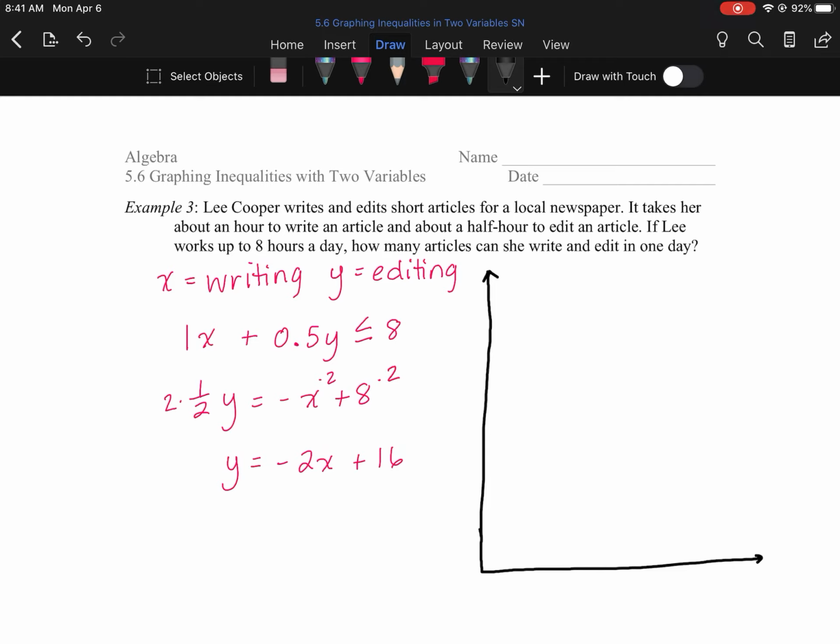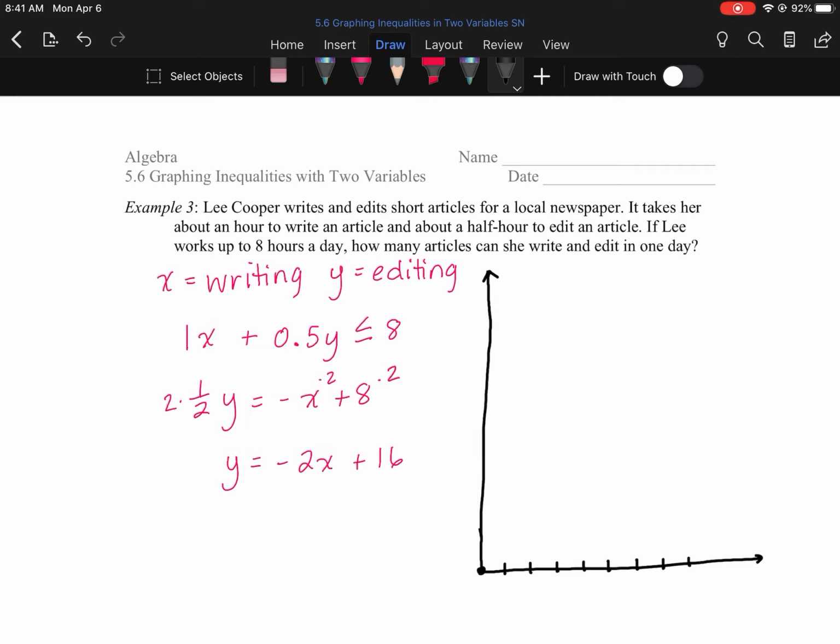All right, I'm going to go ahead and make my scales by 2 because y equals -2x plus 16. That looks pretty good. Now, if you're wondering why I just drew the first quadrant, if we are talking about writing articles and editing articles, there's no way we can edit and write a negative number of articles. So we really only care about this first quadrant. If you drew all 4, that's okay. But I do know that on the Keystones with this, they will ask you why you cannot have negative values or why negative values don't make sense. So just keep that in mind.